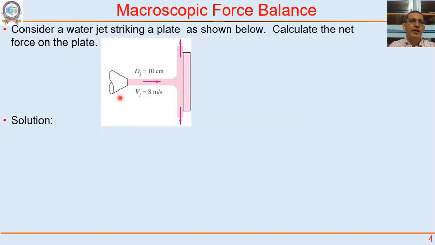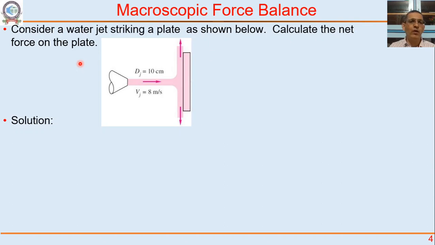Okay, so here is another problem. Consider that a jet of water strikes the plate as shown. Right, so this is a jet of water. There is a nozzle pipe here somewhere, and this jet of water is 10 centimeter in diameter. Velocity is 8 meters per second, and it strikes this plate. And once it hits this plate, the fluid splits into two parts, goes up and goes down. Calculate the net force on this plate.